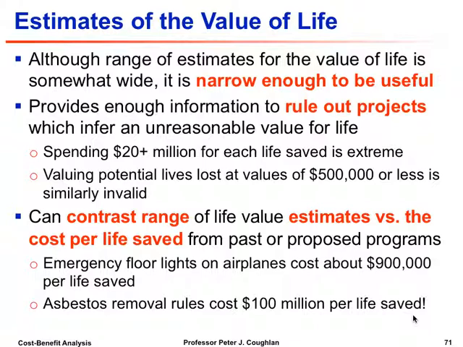Which programs are more efficient in terms of cost per life saved? Here's an example: emergency floor lights on airplanes cost about $900,000 per life saved, according to the studies.